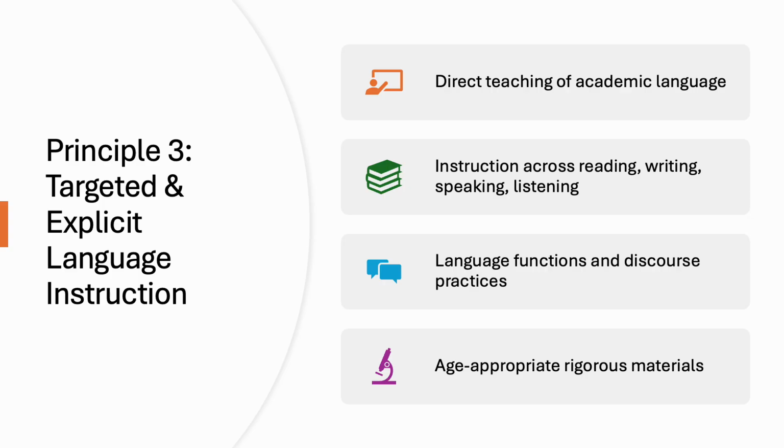Slide 9 is Principle 3, targeted and explicit language instruction. English learners need direct instruction in vocabulary, sentence structures, and academic discourse. They also need opportunities to practice across reading, writing, speaking, and listening. Explicit instruction gives these students the tools they need to participate confidently in academic conversations.